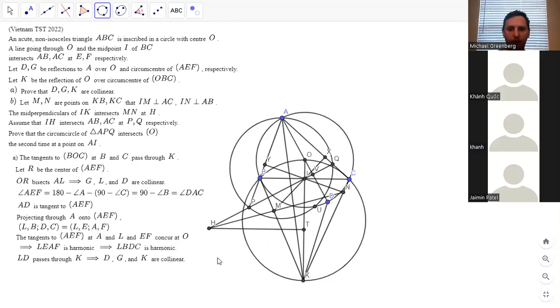I don't know if it would help to reflect I over H, so we get a point over here, and then this would be tangent to the circle. Just throwing out ideas.